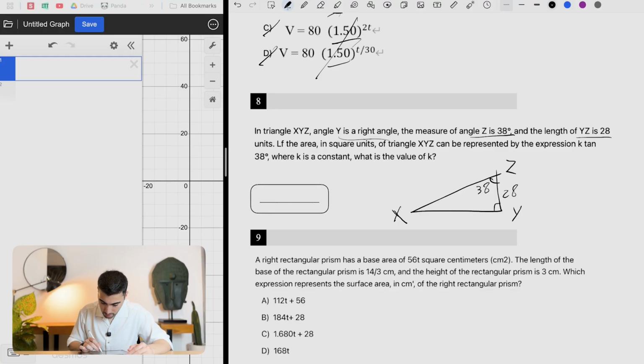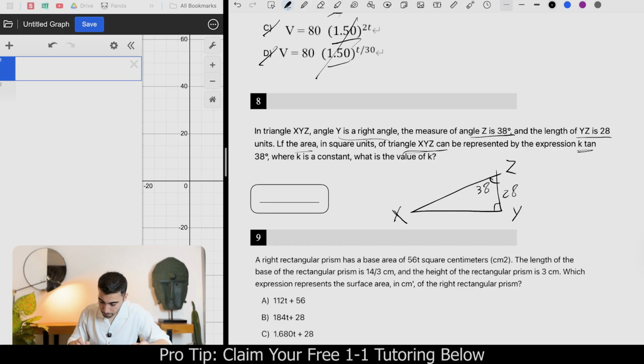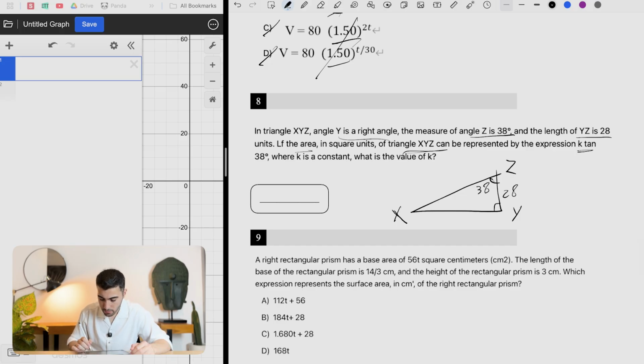If the area in square units of the triangle XYZ can be represented by the expression K tan 38, where K is a constant, what is the value of K? So what is tangent of 38? We know tangent is opposite over adjacent. So tangent of 38 is opposite, which is XY, over adjacent, 28, times K.